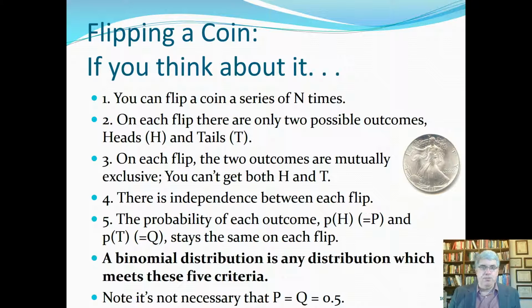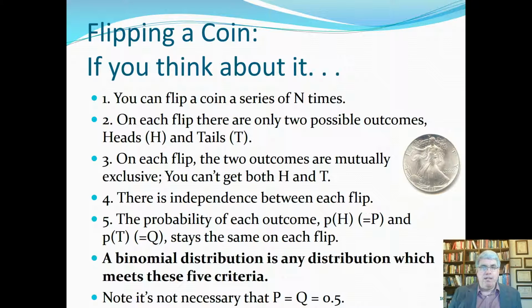Heads or tails could be true or false on a true-false test, could be right or wrong on a multiple choice test, but there's two possible outcomes. And on each flip, the two outcomes are mutually exclusive. You can't get both heads and tails at the same time. It has to be one or the other. You can't get both. There's independence between each flip. If I flip a coin one time and it lands tails, that's not going to influence how I flip the next coin, so they're independent.